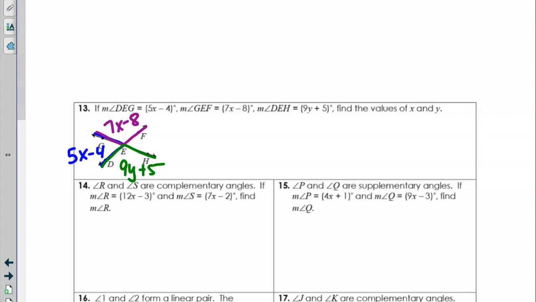What do I do now? I have expressions with x and y. What would be a good strategy? Well, to do what we did in the last problem, which is put 5x minus 4 plus 7x minus 8 equals 180. Very good, because that's your linear pair. The blue plus the purple make a linear pair. So we're going to make an equation where we ignore the 9y plus 5.